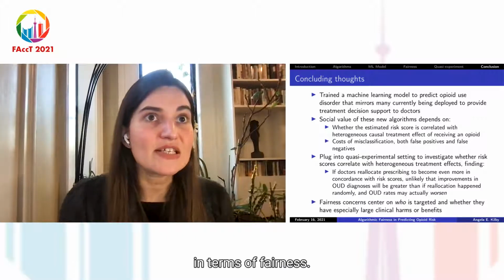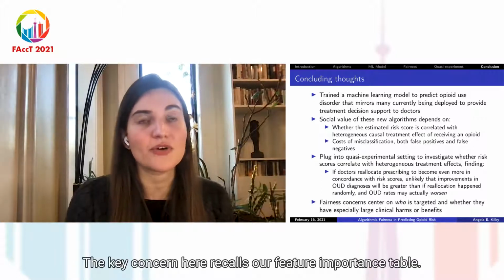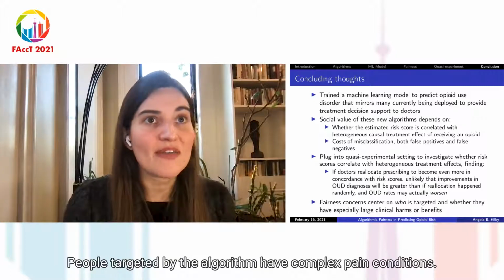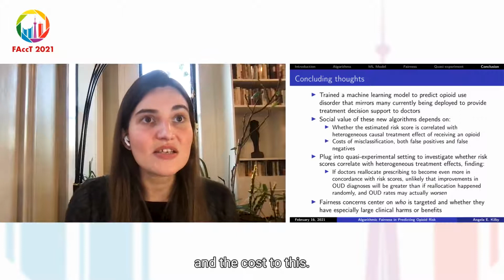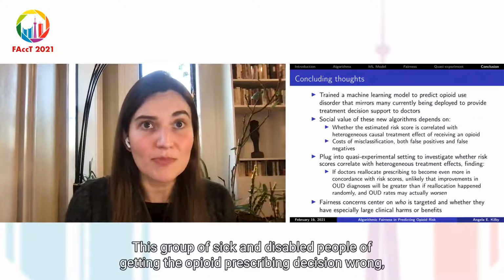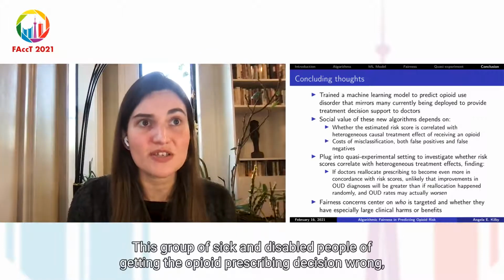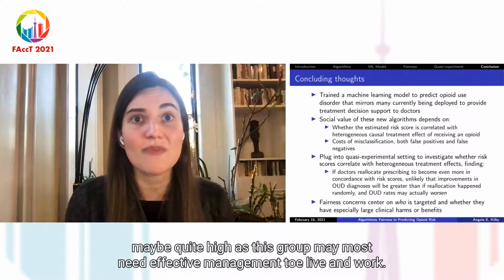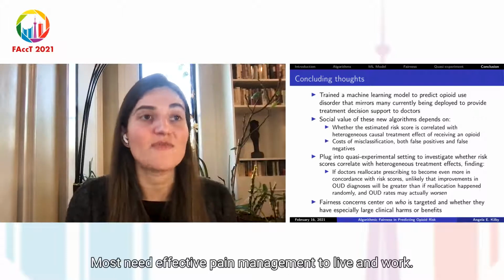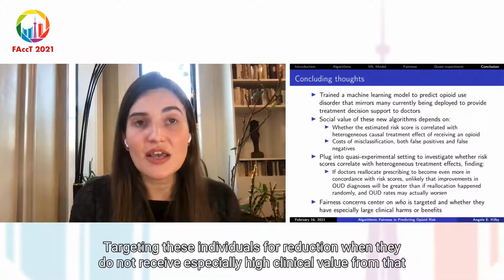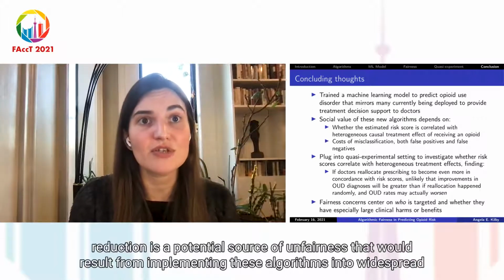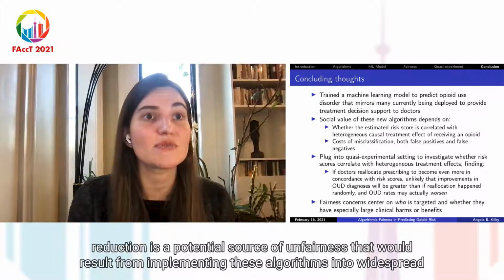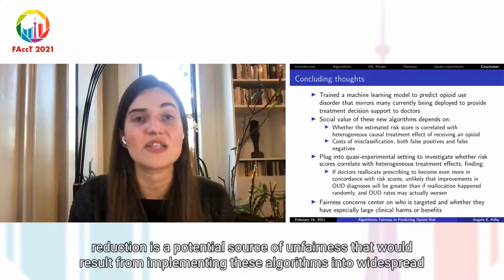In terms of fairness, the key concern here recalls our feature importance table. People targeted by the algorithm have complex pain conditions. They may be disabled. And the cost to this group of sick and disabled people of getting the opioid prescribing decision wrong may be quite high, as this group may most need effective pain management to live and work. Targeting these individuals for reduction when they do not receive especially high clinical value from that reduction is a potential source of unfairness that would result from implementing these algorithms into widespread clinical use.